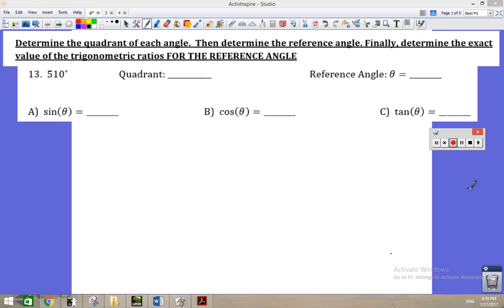Let's take a look at these remaining problems here. And we have to read the directions very carefully, because in later homeworks the directions are going to change just a little bit. And if you confuse the directions, you're not going to get the right answer.